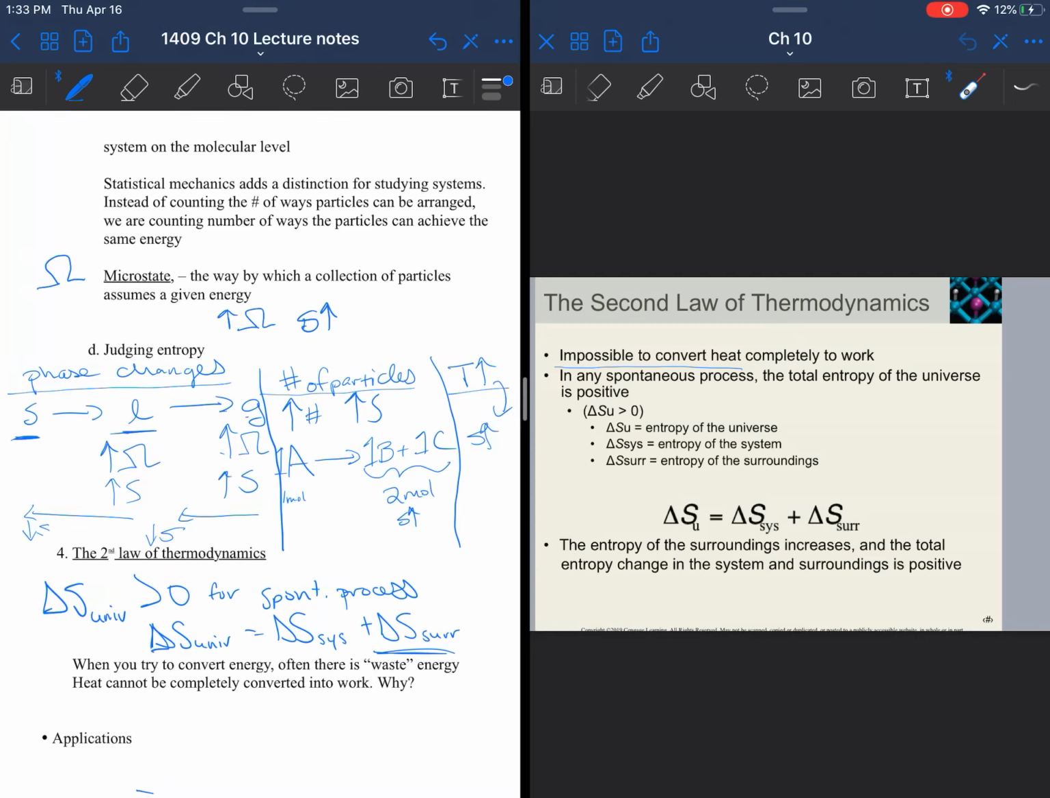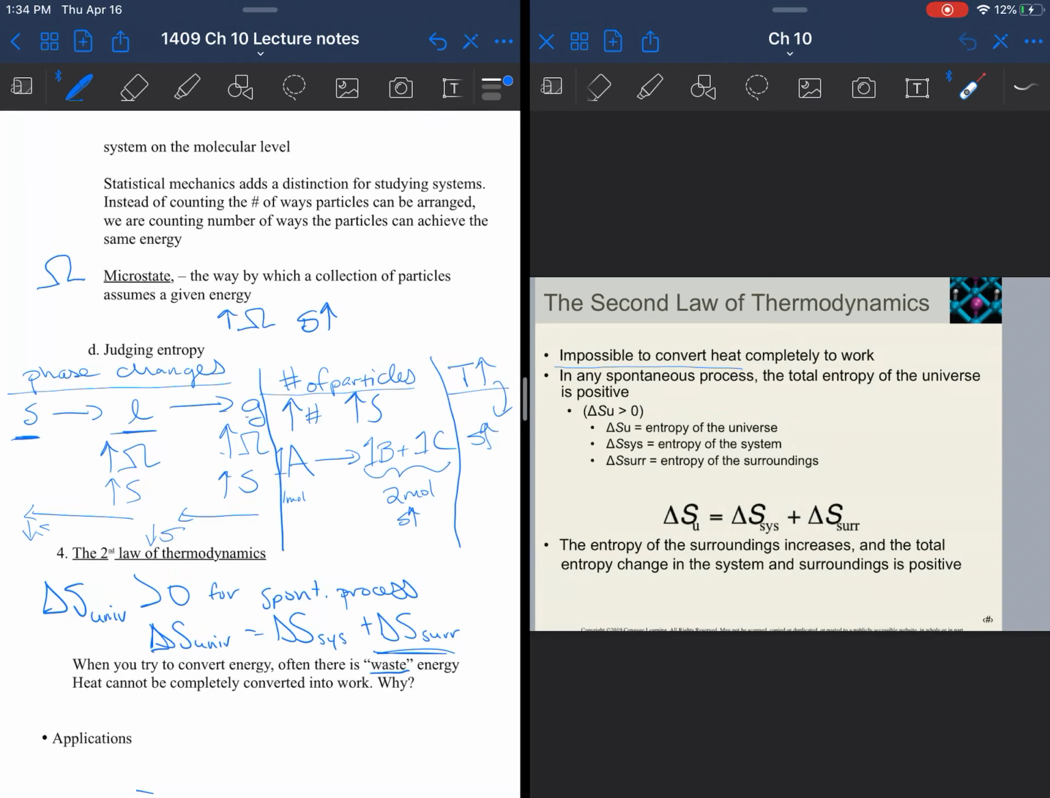So let's think about how we can relate that to converting heat into work. And then we're going to talk about a couple of specific systems. Now, the first law of thermodynamics tells us that energy cannot be created or destroyed, but it can be transferred or changed, right? Energy can be transformed from thermal energy to mechanical energy, transferred via heat or work. But something that we have to take into consideration is that it's impossible to convert heat completely to work. We always lose some. There's always this waste energy.